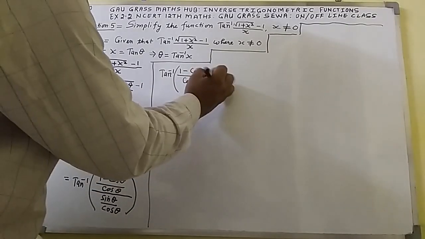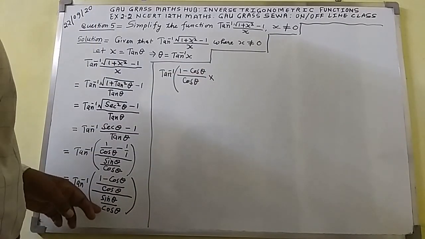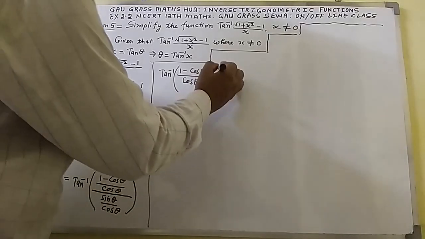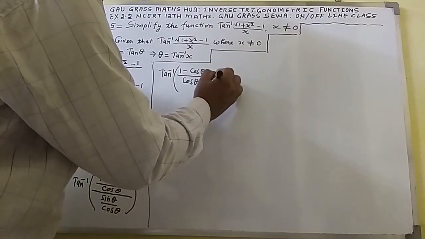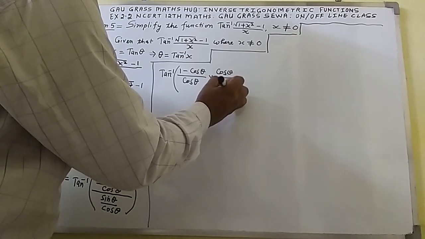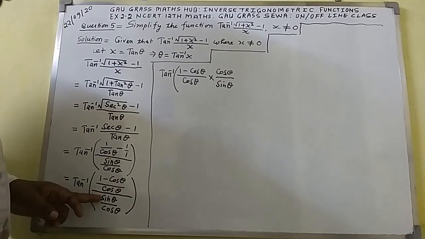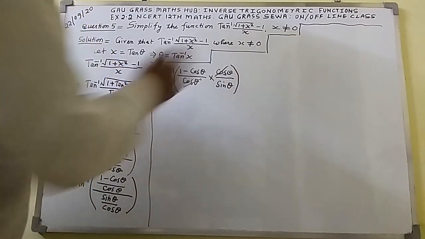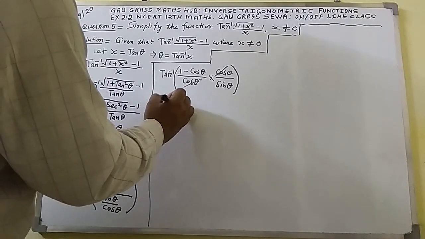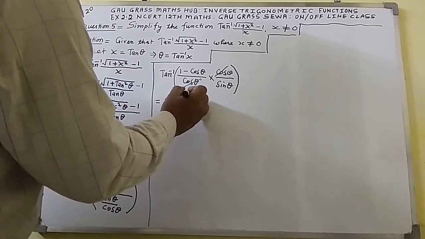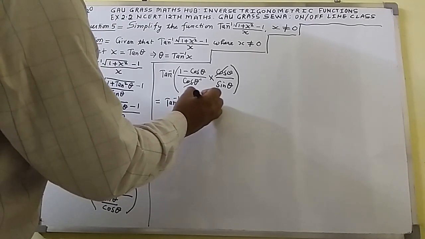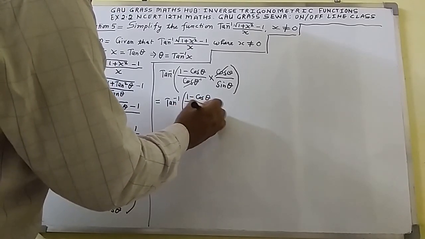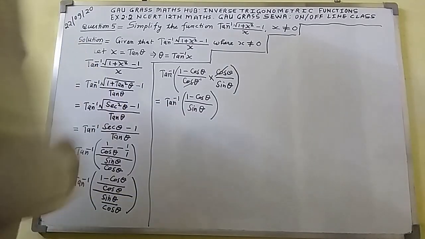Here you apply the sign for multiplication. So this cos theta in the denominator will come into the numerator, and in the denominator it will become sin theta, because this sin theta will go in the denominator. Now this cos theta will be cancelled out. It will become tan inverse in bracket 1 minus cos theta whole over sin theta. Like this you can write.